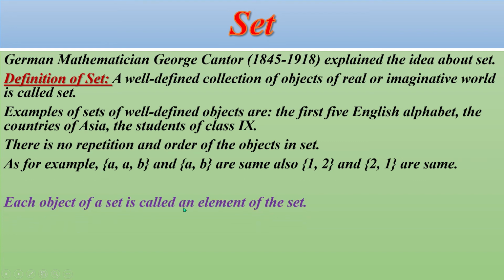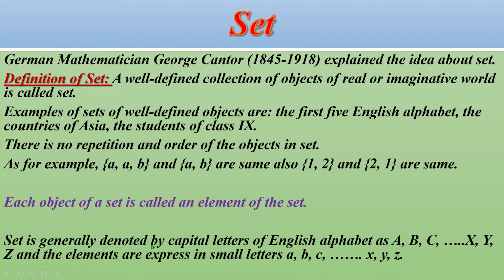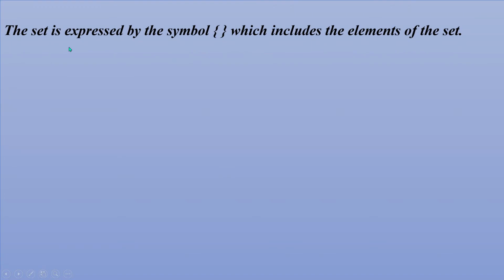Each object of a set is called an element of the set. A set is generally denoted by capital letters of the English alphabet as A, B, C, ... X, Y, Z, and the elements are expressed in small letters a, b, c, ... x, y, z, etc. The set is expressed by the symbol of second bracket, which includes the elements of the set. For example, the set of A, B, C is within second bracket {A, B, C}.